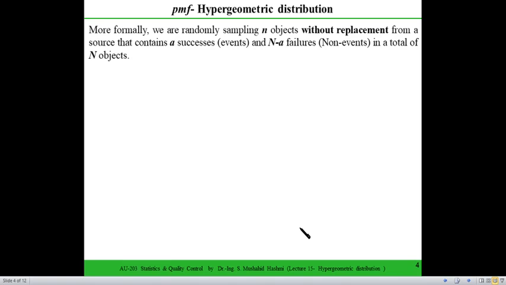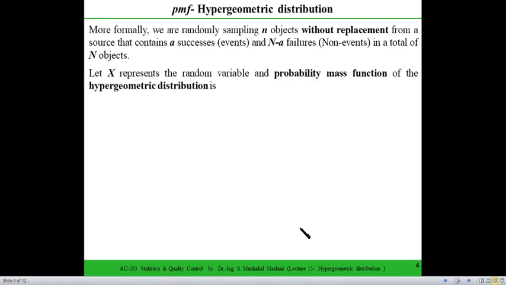So from a source that contains A successes, A is the number which, in the first case, would be 4. 4 red balls we are interested in. Then not having red balls would be the total number N, which is the total number of objects, minus the number of successes, that is, in the previous problem, the red balls. So out of this total N objects you have, the same scenario can be generalized.